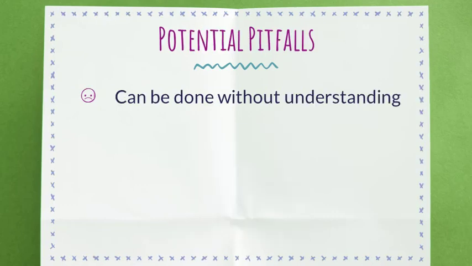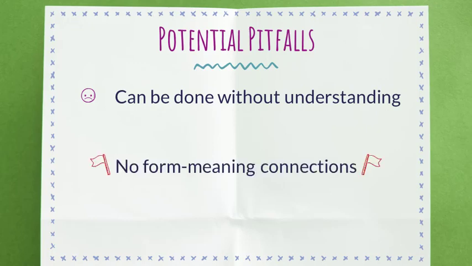But it has one very big pitfall, and it is that it can be done without understanding. And this is a big red flag because the students are not making form-meaning connections. All they're doing is character matching. In other words, the students are looking at the characters and then finding those characters in the exact same order, and therefore they're able to find the words, but they don't know what the words mean.